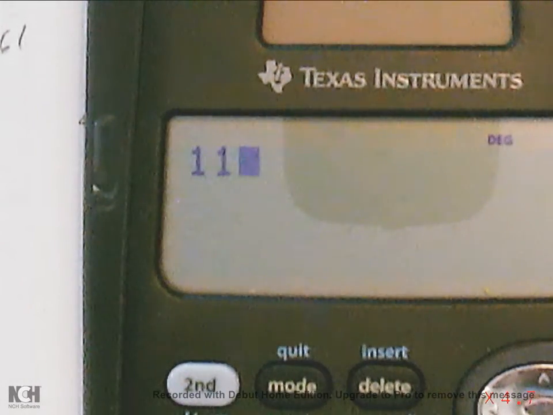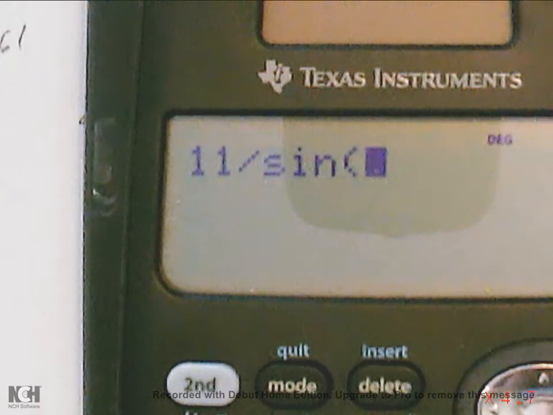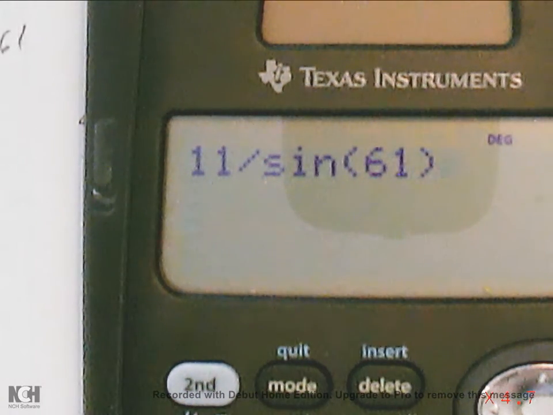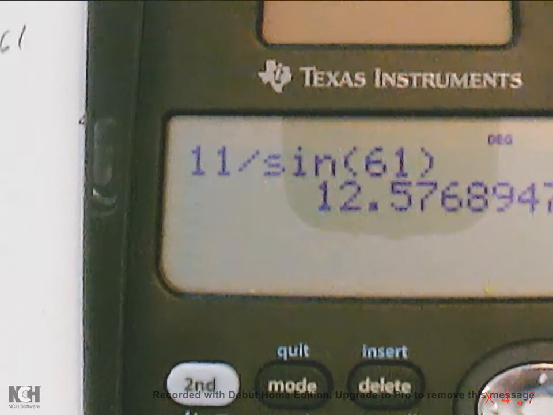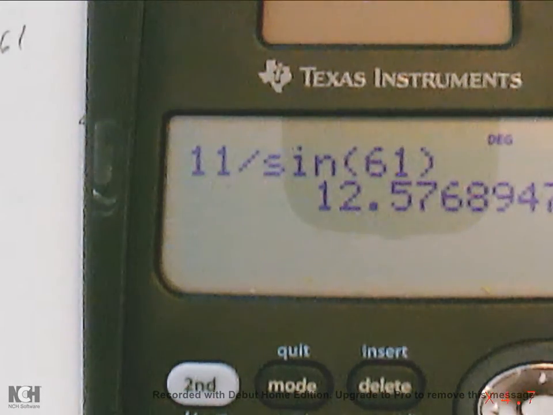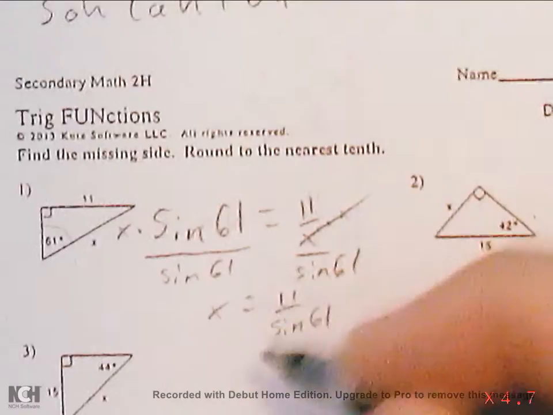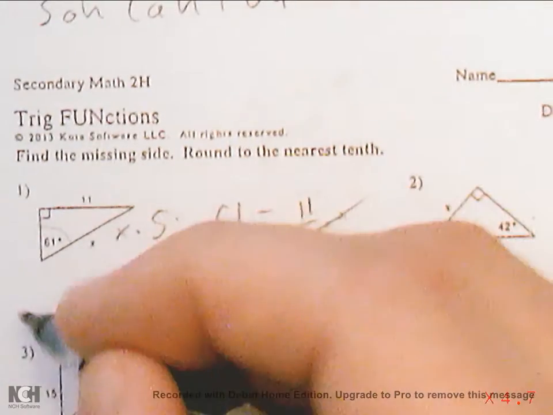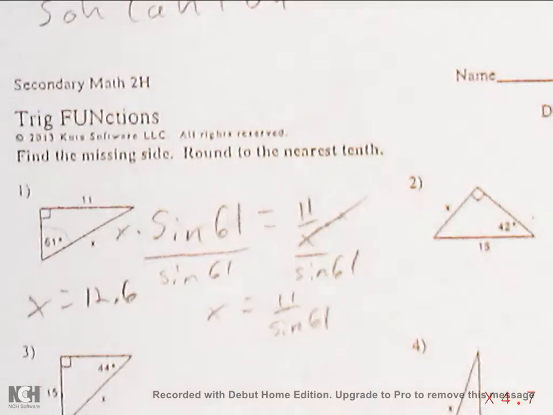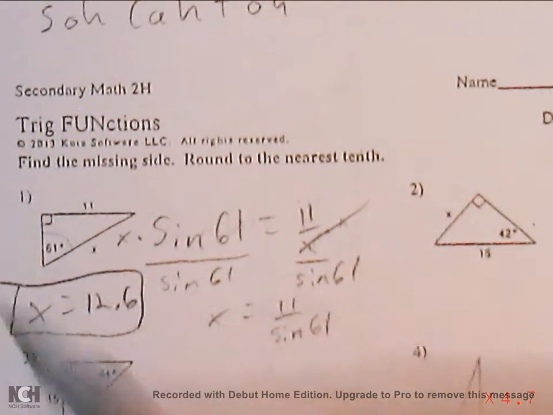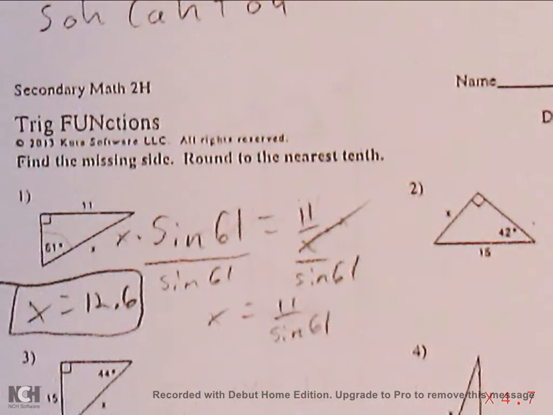What I'm going to do here is 11 divided by the sine of 61, just like I had it written. When I push enter, I get my answer. That longest side is 12.5768, and so on. This wants me to round to the nearest tenth, so that's the first decimal point. So x is equal to 12.6, and that would be my answer. The longest side is 12.6. It doesn't give me inches or anything like that, but 12.6.